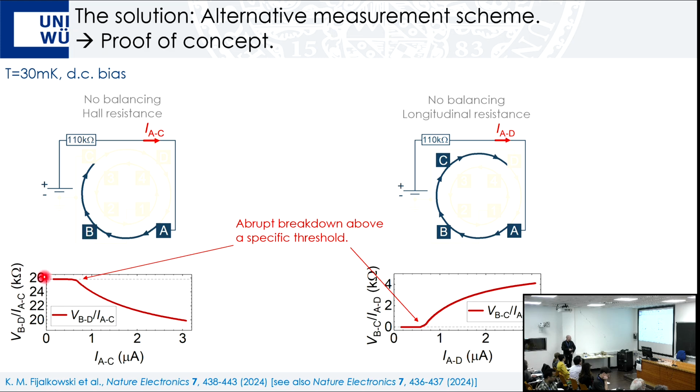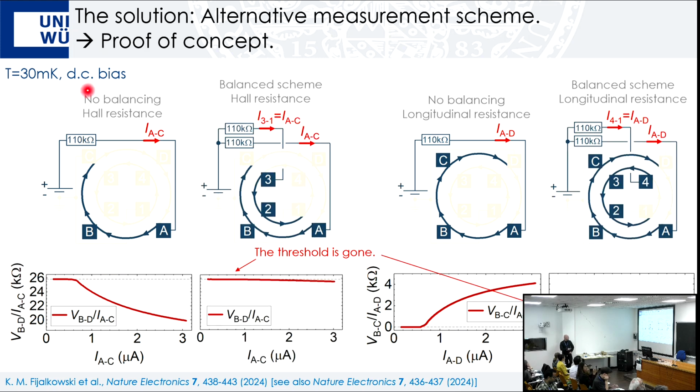And yeah, here you can see how such signal looks like as a function of current. At low bias, it remains quantized, and then there's an abrupt breakdown above a specific threshold. For completeness, we can do the same with longitudinal resistance. We find that it's 0 at low bias, and then abruptly it breaks down. Now we do the same with balancing. So in addition, we source a current to the inner perimeter to ensure that these voltages or electrochemical potentials are balanced, and we indeed find that this threshold is eliminated.